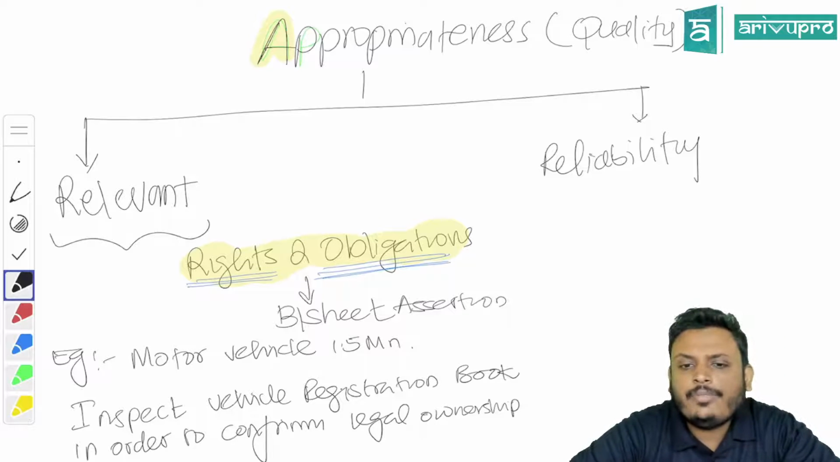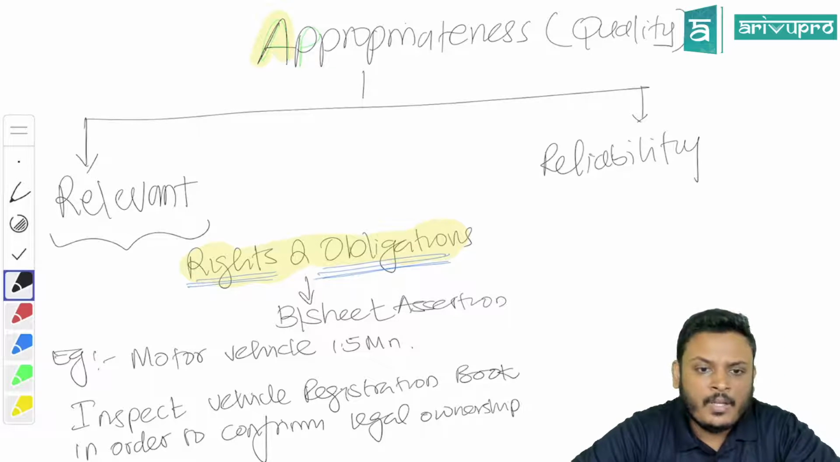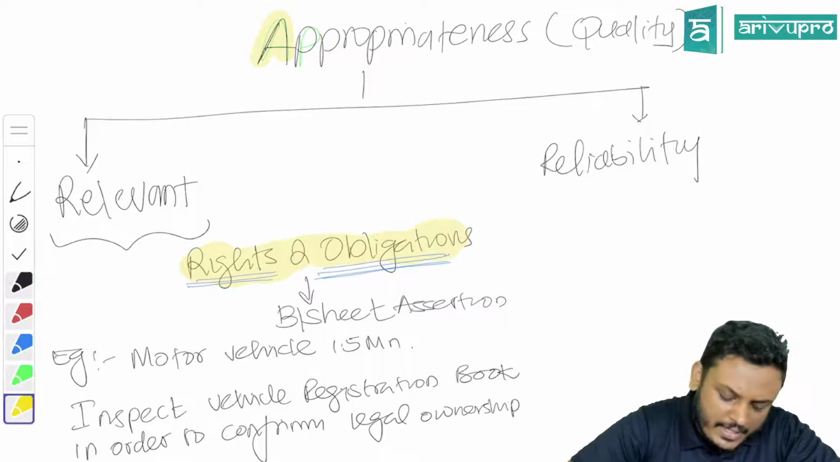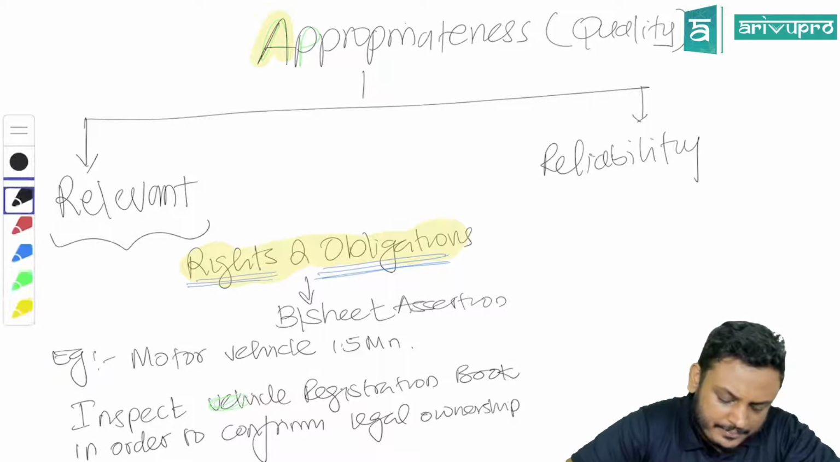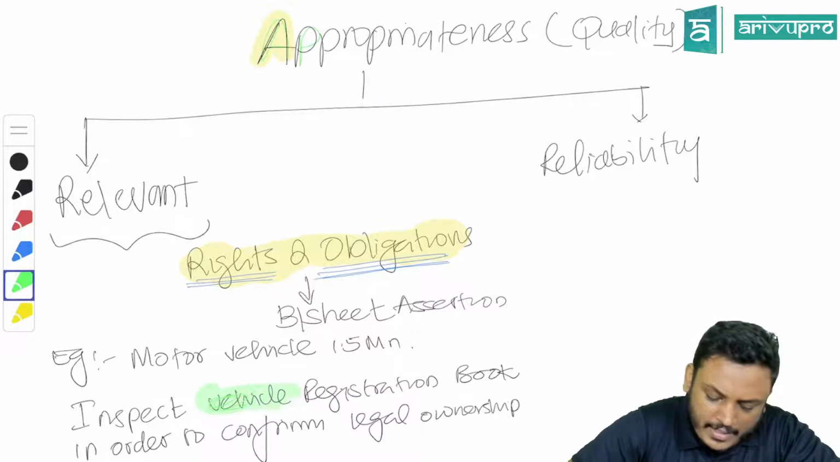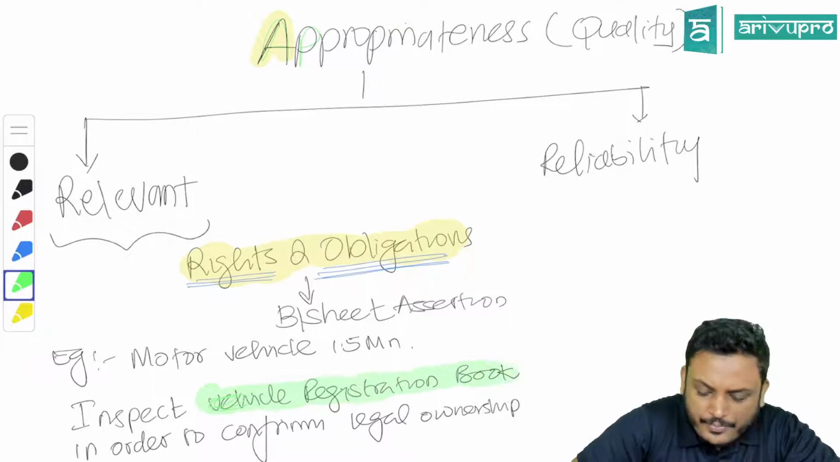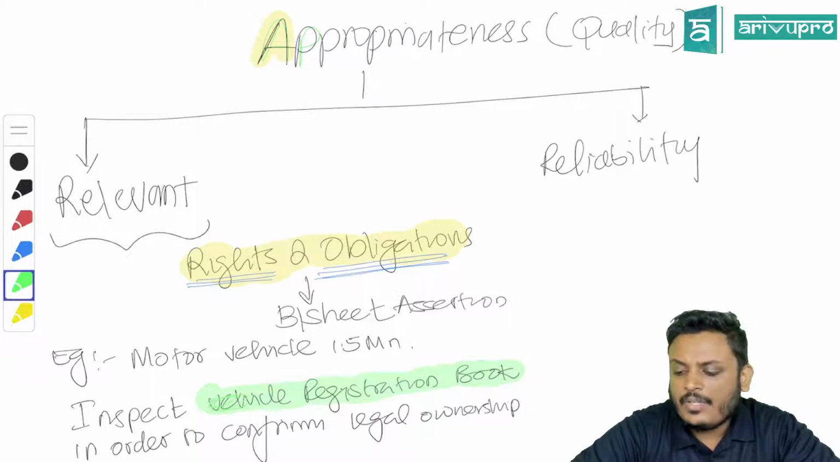Inspect the vehicle registration book in order to confirm legal ownership. So if I take the evidence, what is the evidence here? The vehicle registration book. This is the evidence that we collected here.